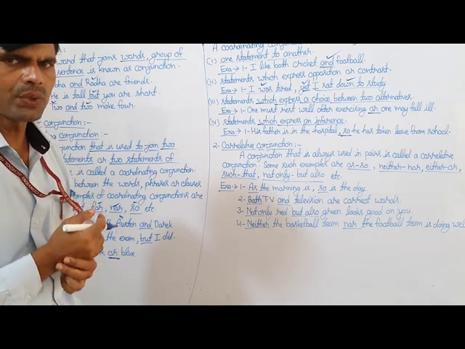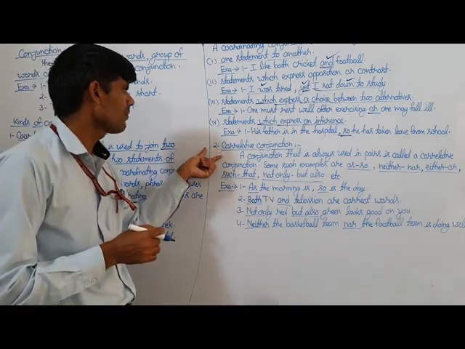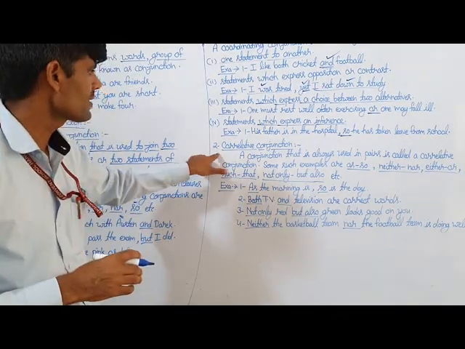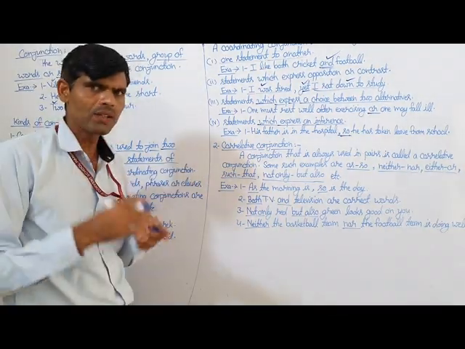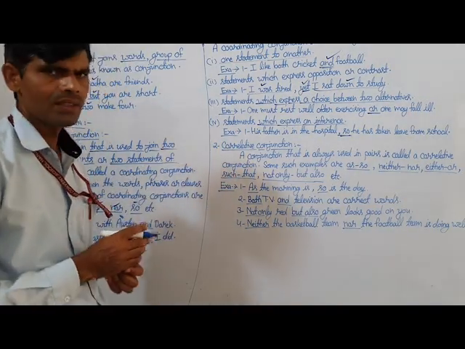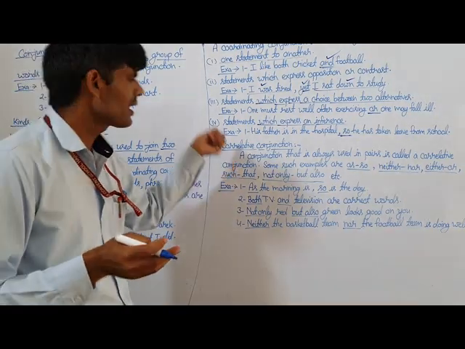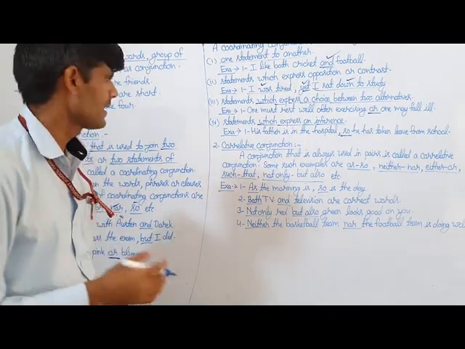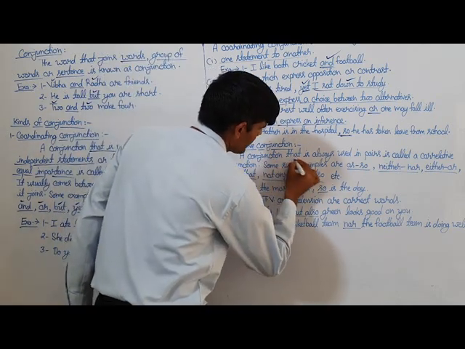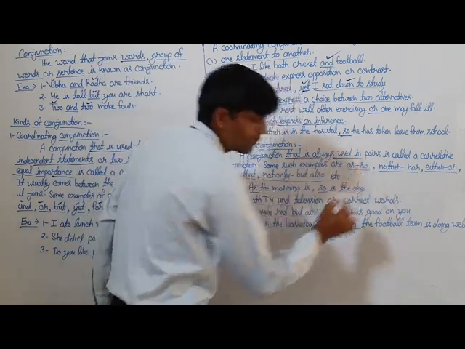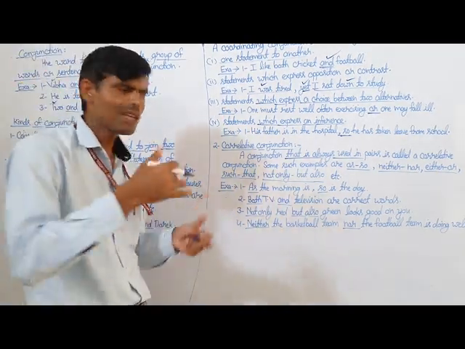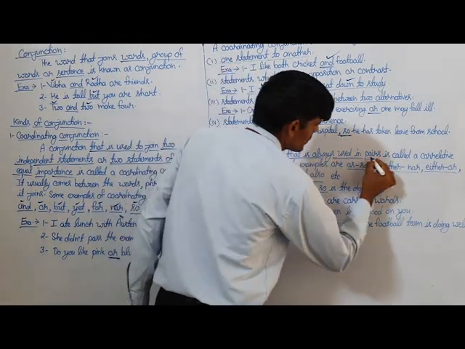And now I am going to tell you the second kind of conjunctions, and that is correlative conjunctions. The second kind of conjunction is correlative conjunctions. So to know more about this expression, you have to see the clear definition of the same expression, and that is: a conjunction that is always used in pairs.